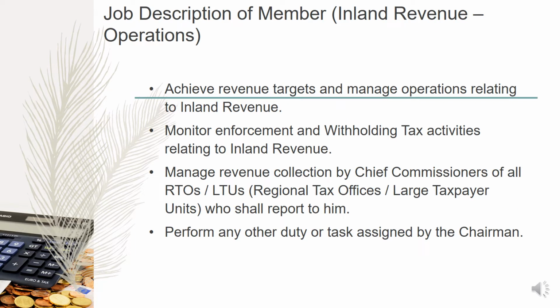Moving further, the member operations for inland revenue or income tax. They achieve revenue targets and manage operations relating to inland revenue, monitor enforcement and withholding tax activities relating to inland revenue, and manage revenue collection by chief commissioners of all regional tax offices or large taxpayer units who shall report to him. They also perform any other duty or task assigned by the chairman. As they are working under the guidance of the chairman, they have to perform such duties.